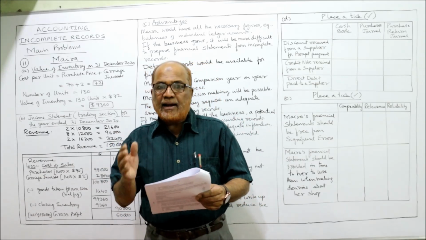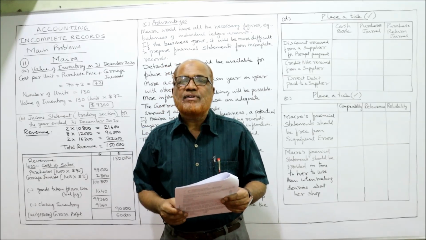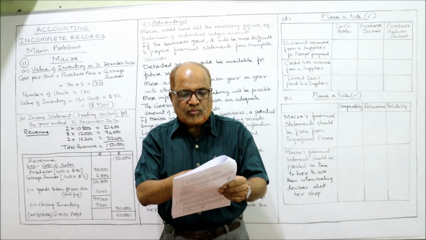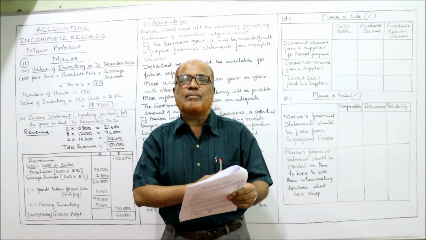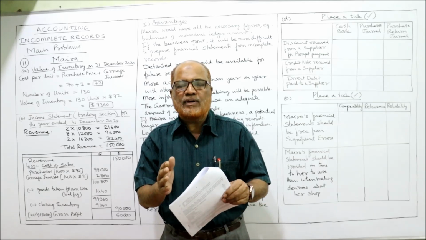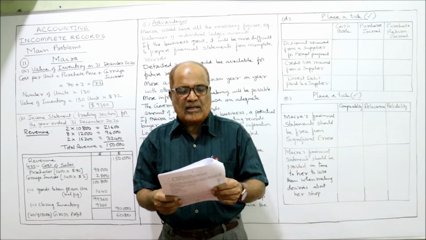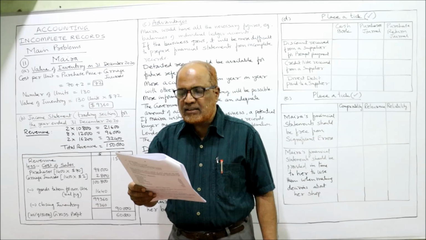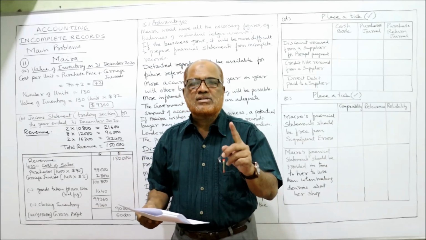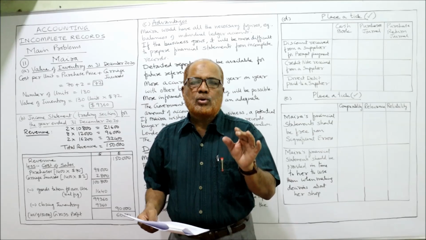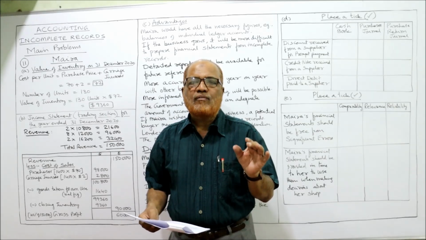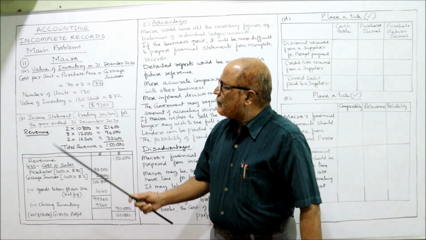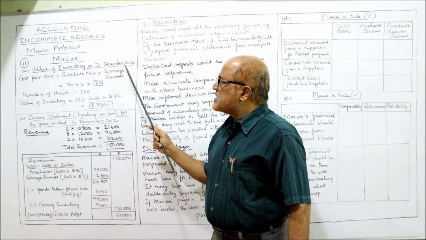Then inventory at the end of the year. The end of the year is 31st December 2020. On 31st December 2020, inventory was 130 units. So at the end of the year, 130 units are there in the inventory. Required: calculate the cost of Myra's inventory at 31st December 2020. First question: it is asking you to calculate the value of inventory on 31st December 2020.